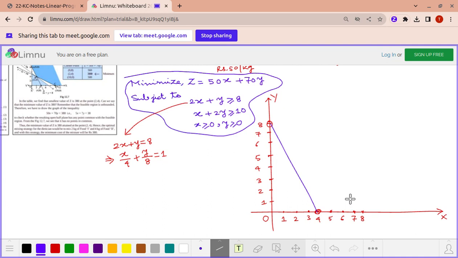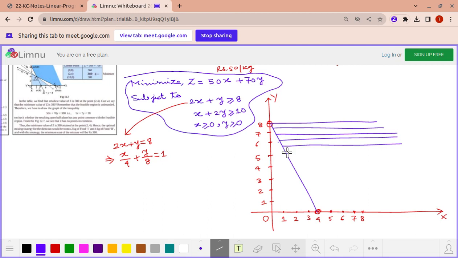Now, in the constraint it is 2x plus y greater than or equal to 8. That means we will consider all the right hand side portion, right? Right hand side portion we will consider, because it is greater than or equal to 8. So, this portion we will consider.